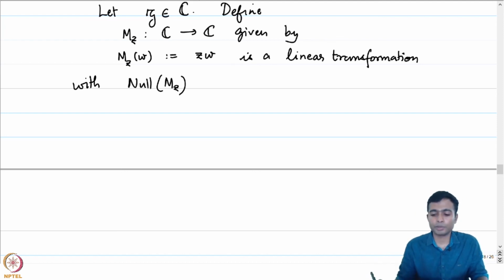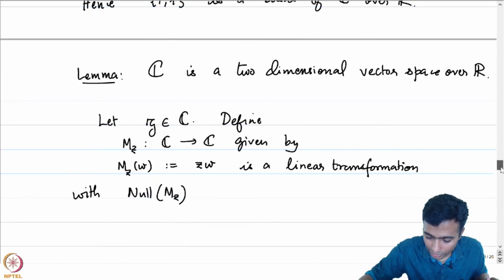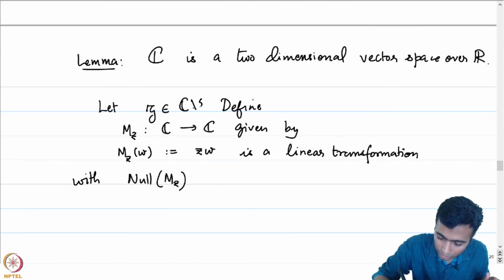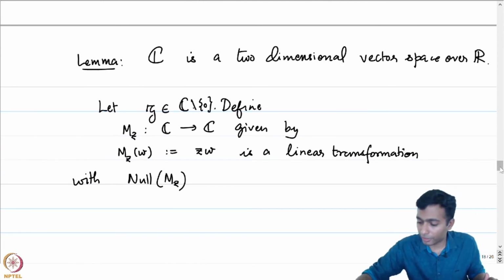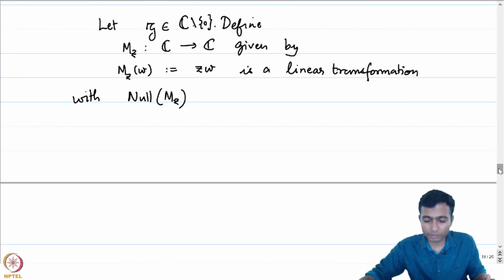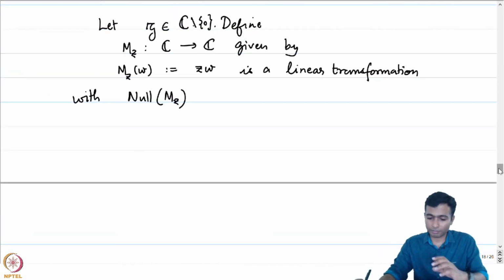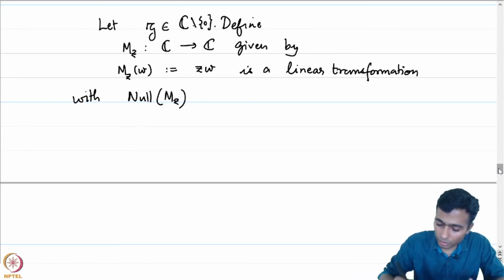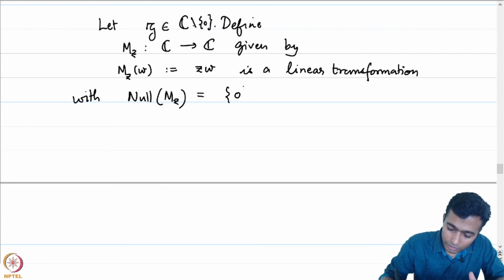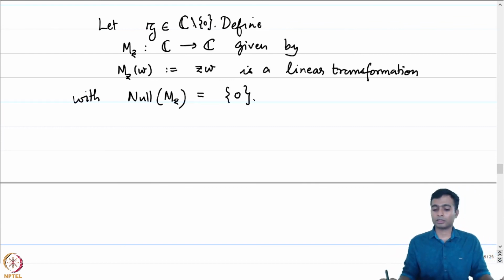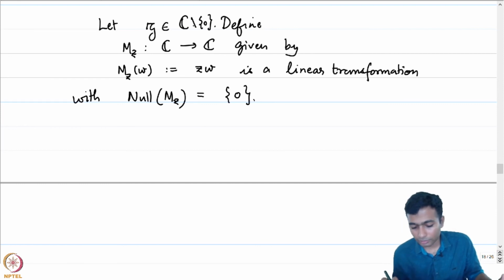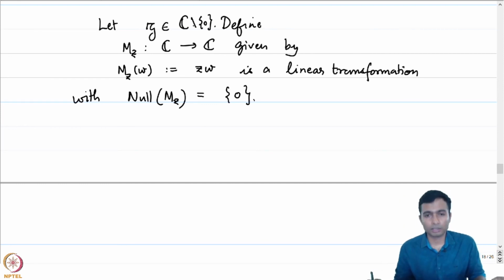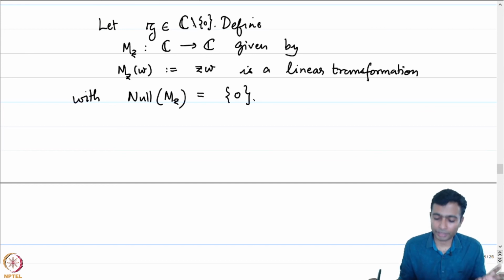But z times w equal to 0 is, in other words, telling us that, let me start with z, which is not the 0 element. If z times w is equal to 0, that would mean that z is a 0 divisor, if z is a non-zero element. And C, we already checked, is an integral domain. Therefore, this cannot happen. So the only element in the null space of m_z is necessarily the 0 element. No other element can be in the null space.